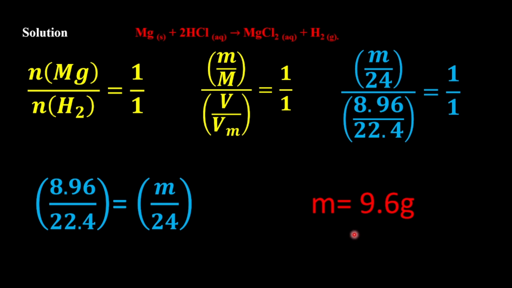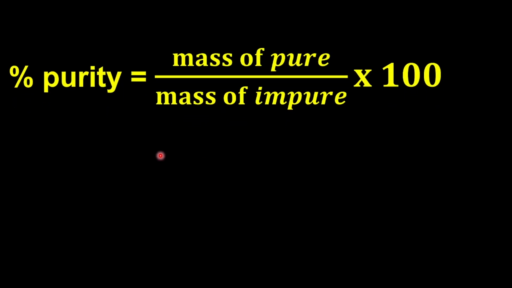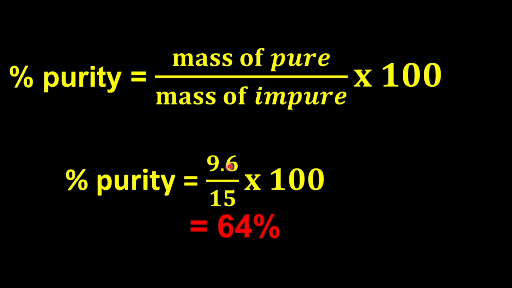So what do we do? The question said we should calculate the percentage purity of the magnesium. So how do we go about it? Knowing this formula, percentage purity is equal to mass of pure over mass of impure times 100. We calculated the mass of pure, for which we had 9.6. Mass of impure was given in the question as 15. So times 100 will give us 64%.